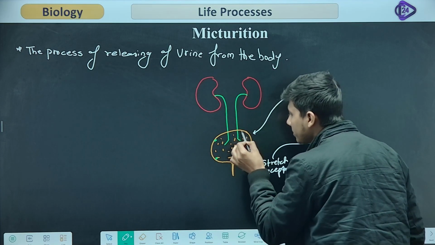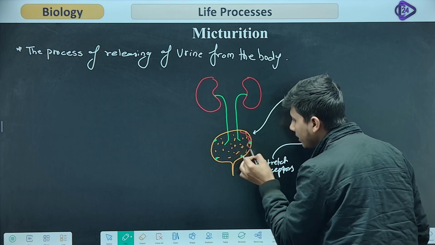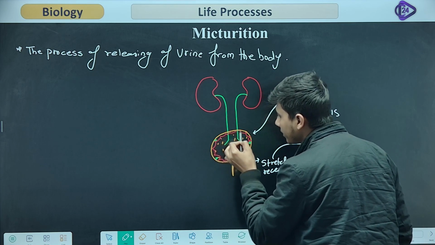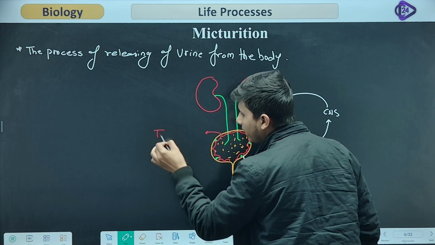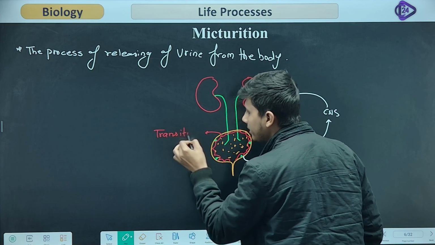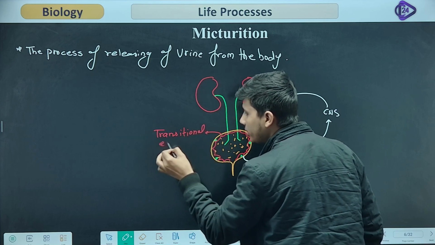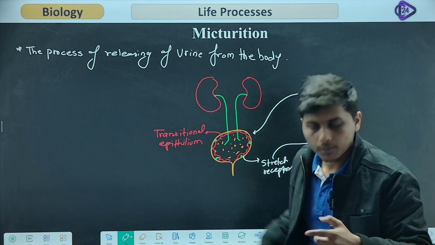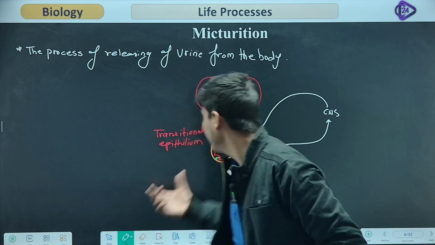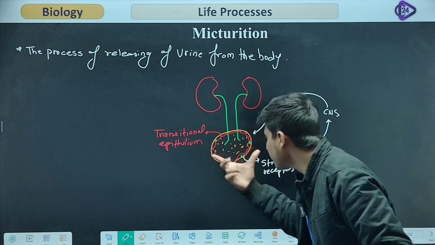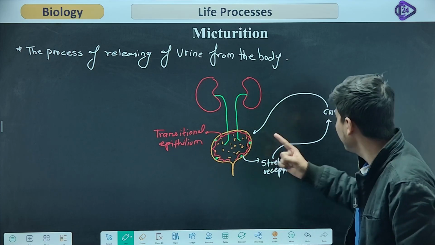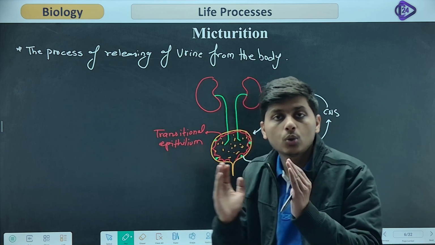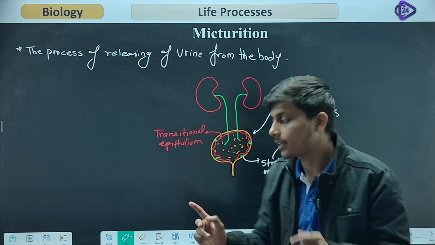Our urinary bladder has a special type of epithelium called transitional epithelium. This transitional epithelium has the ability to stretch. With the help of this epithelium, our urinary bladder can stretch, and this stretching is sensed by stretch receptors, then sent to the CNS. Then the CNS sends a signal to the urinary bladder to contract and relax.